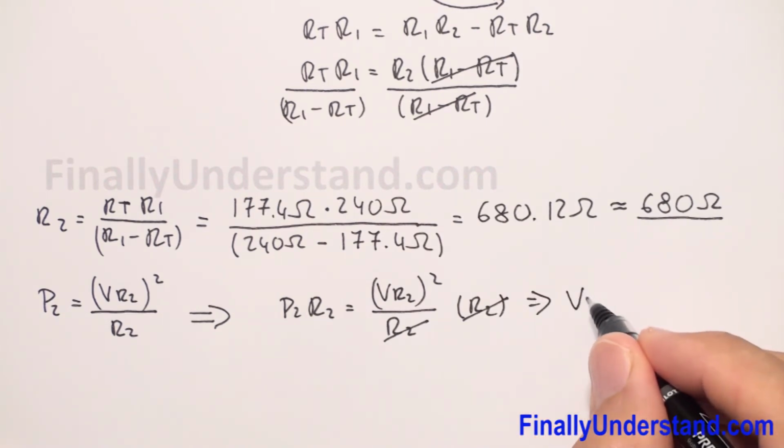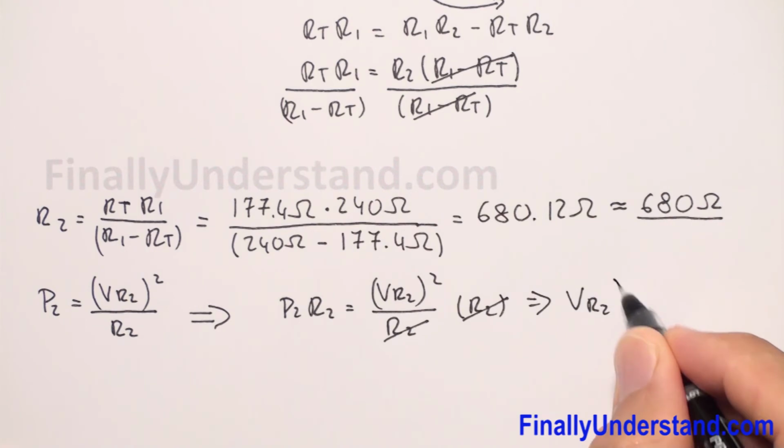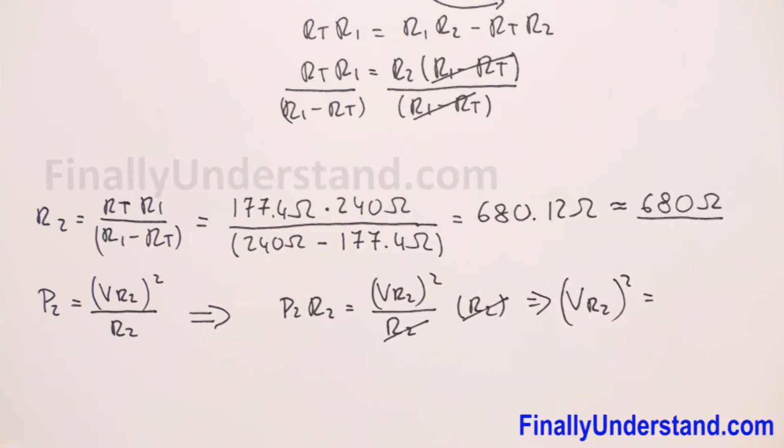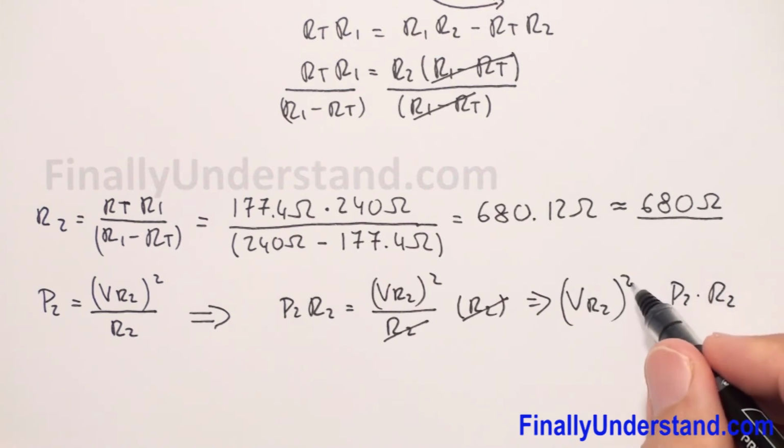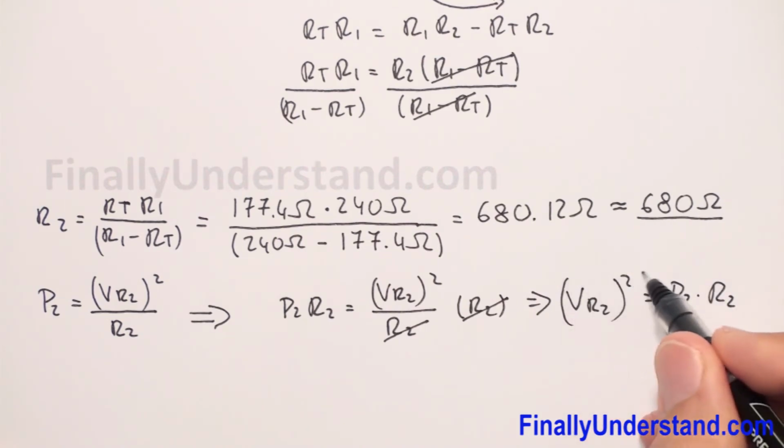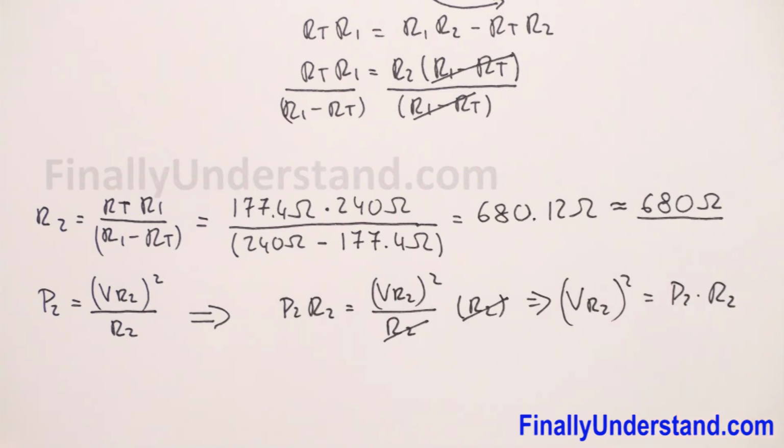We have VR2 to the second power is equal P2 times R2. In order to eliminate the square from here, we have to square root both sides of the equation, and I'm going to obtain VR2 is equal square root of P2 times R2.